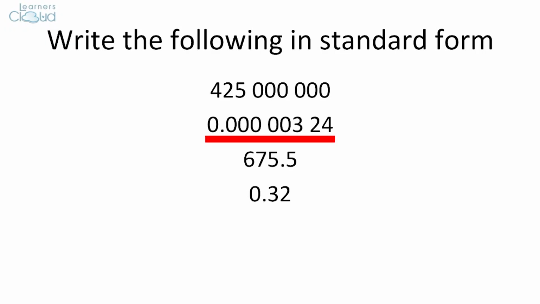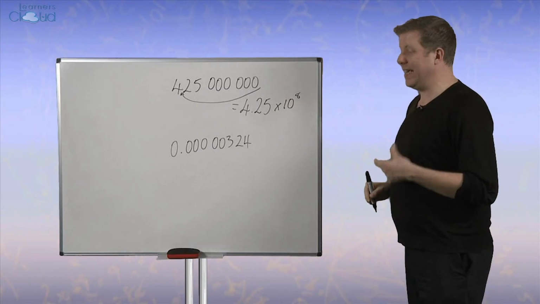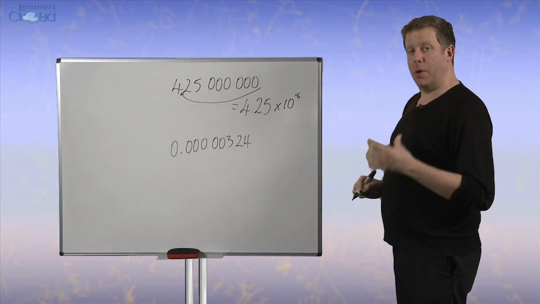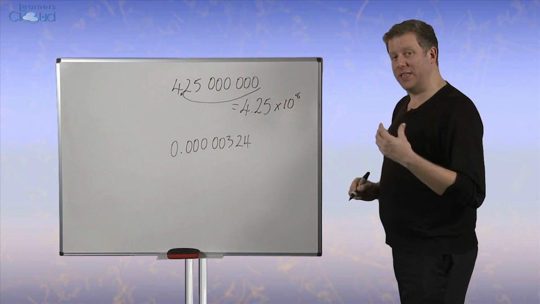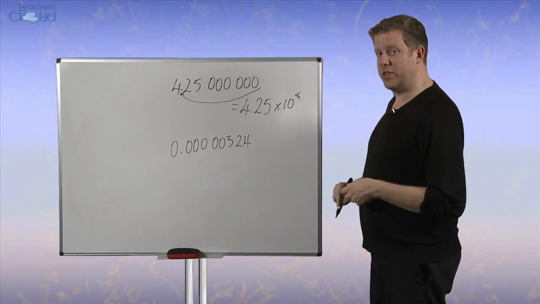If we look at a very small number now, such as this one, again we need to think about moving that point, but remember this time our power of 10 is going to be negative because it's a very small number.